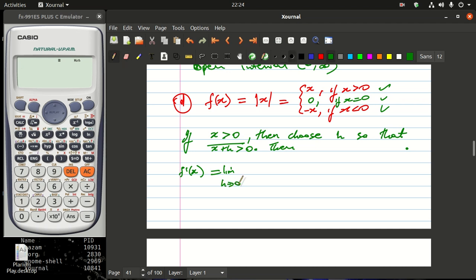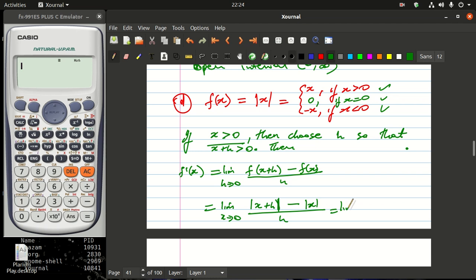Seems I'm the one who's going to get a 0 here. Please don't make the same mistake. It's going to be equal to f of x plus h minus f of x, and then divide by h here. And of course, in the value of x in this function here, I'm going to plug in x plus h. So I still have the limit as h approaches 0 of the absolute value of x plus h minus f of x, which is just the absolute value of x, all over h.